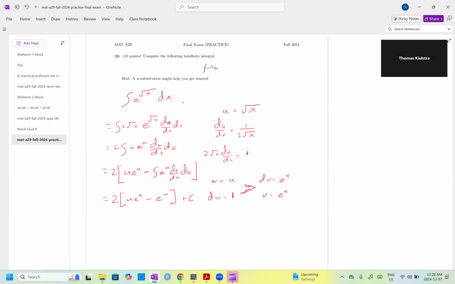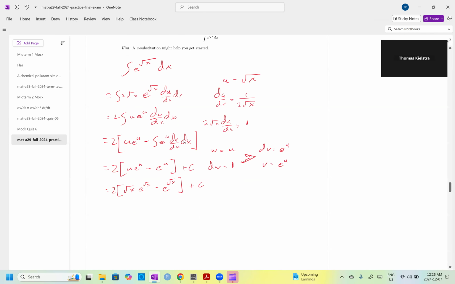And now I'm going to do a substitution back, replacing u with root x. So this equals 2 root x e to the root x minus e to the root x plus c. An interesting problem. There's a little bit more to it than it first appears.